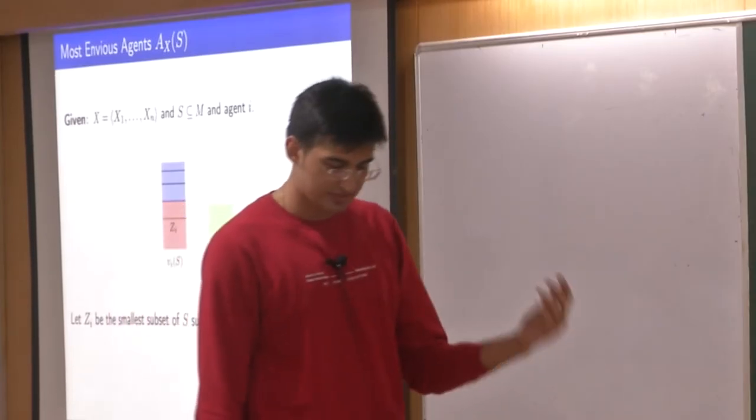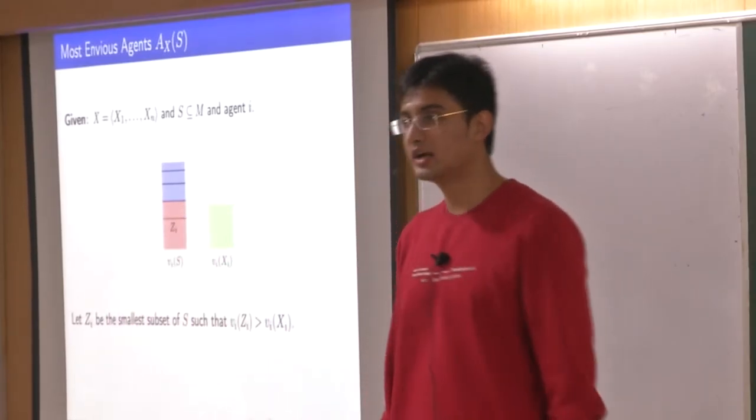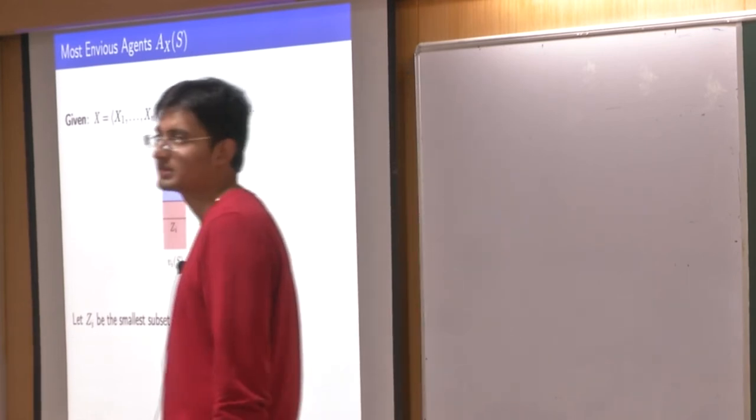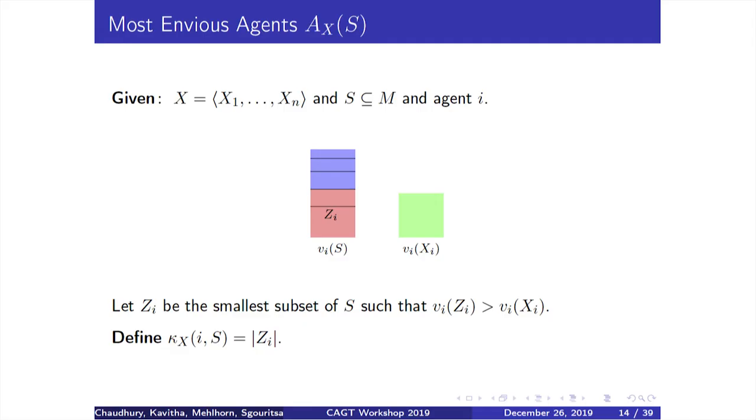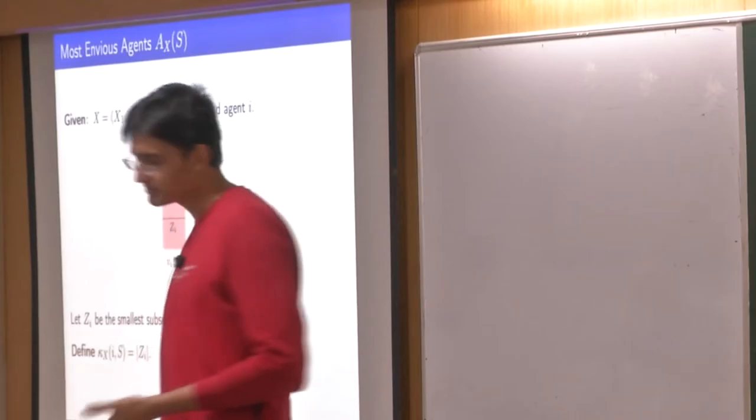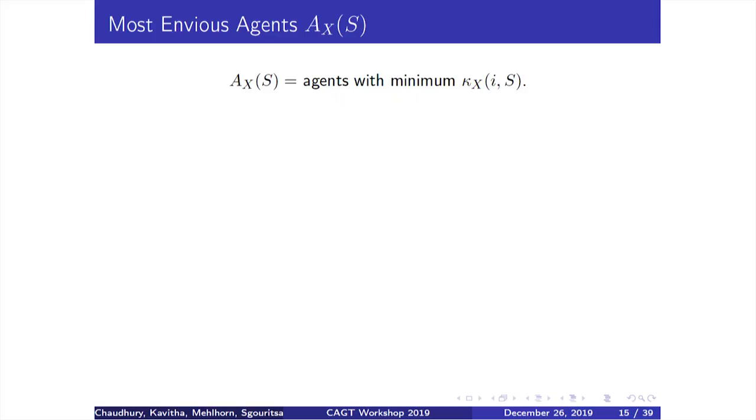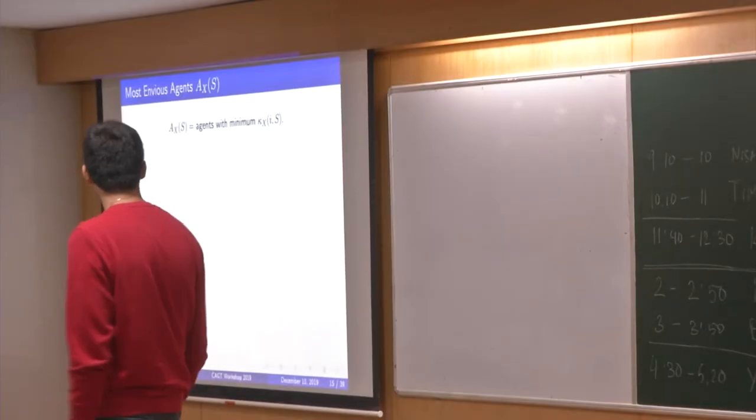And the smaller the size of this set, the larger I say the envy of the agent for this particular set. We will see why it is crucial in the next slide. So this is what we quantify: the amount of envy agent i has for the set S, the size of the smallest subset that he still envies. So naturally, the most envious agents would be the agents with the smallest value of this kappa.